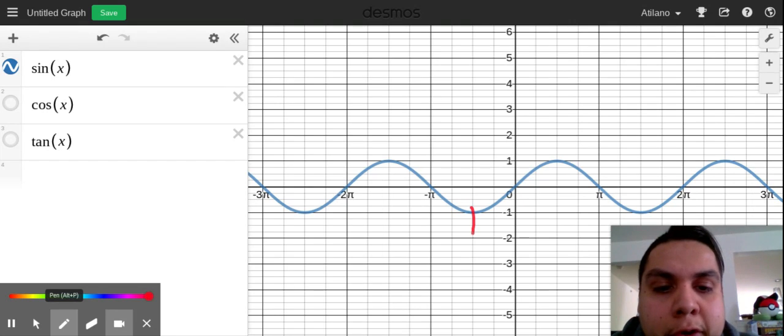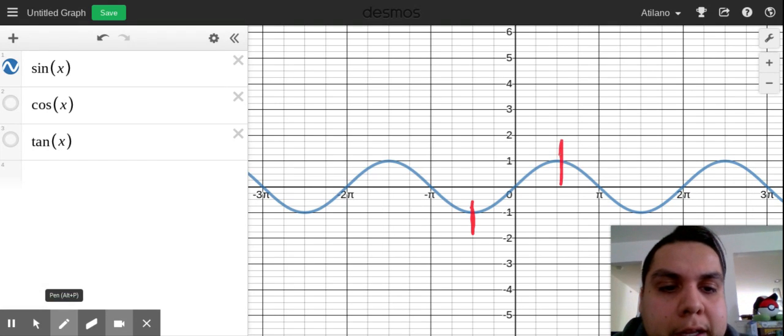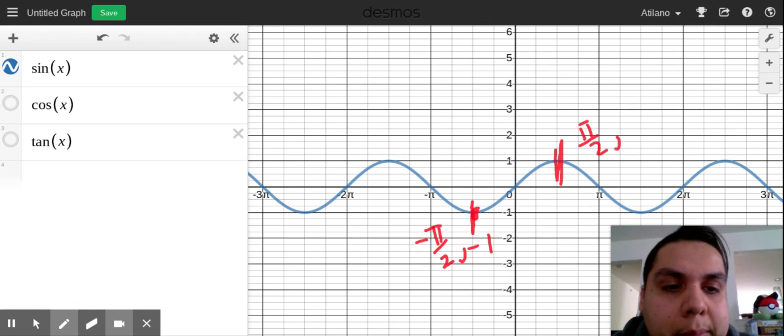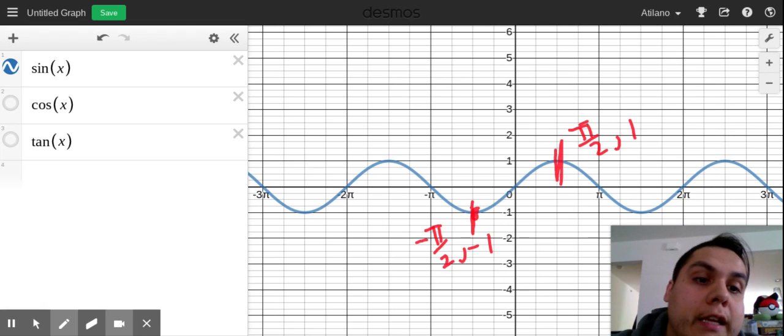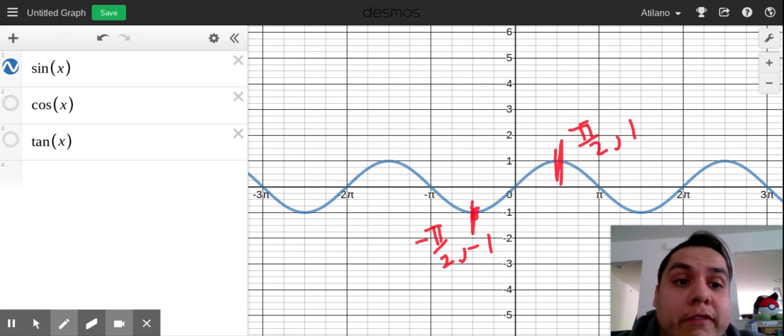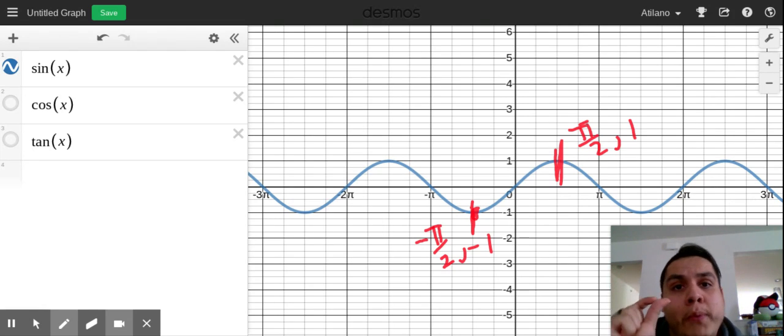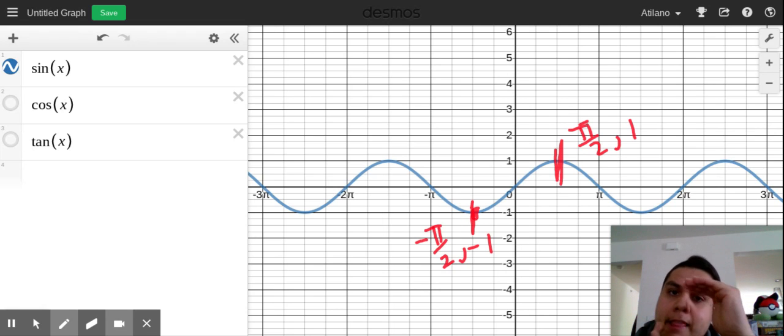So we're just going to focus on this bit of the graph, from negative pi over 2 comma -1 to pi over 2 comma 1. That bit of the graph is going to get inverted. That means every single point in there will have its x and y value, its input and its output, switched in order to create the inverse function. And here's why they did that.